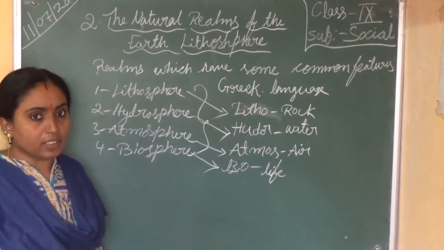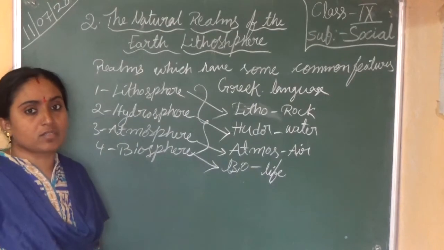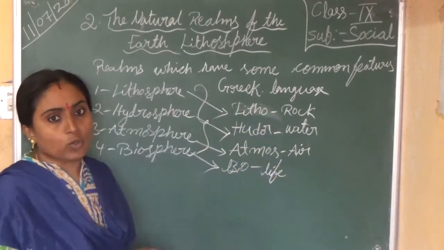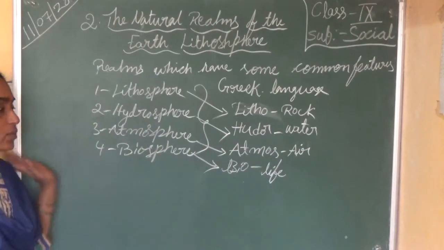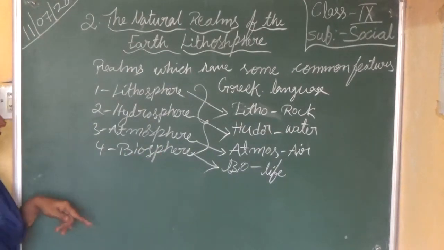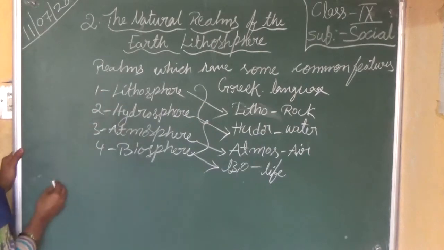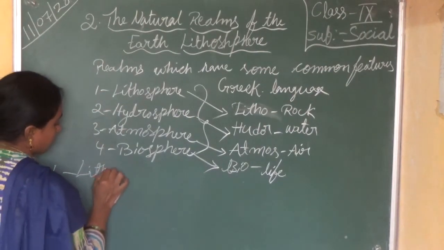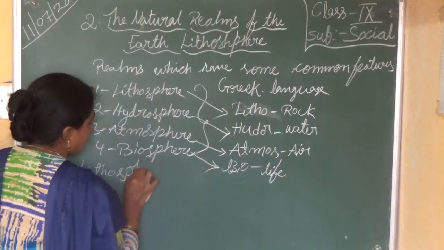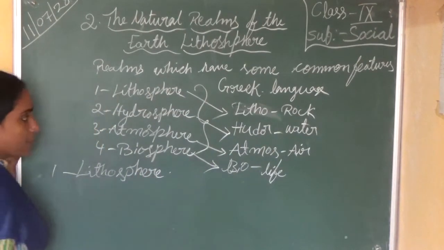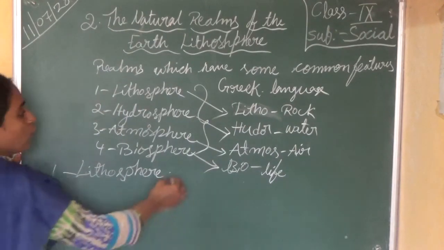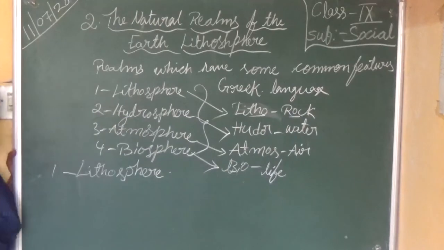All these four are very important in our life. How are they important? How do they interact with us? And how are they constantly developing for us? See, we observe one by one. First one, lithosphere. The word came from the Greek language, and litho means rocks. All of you open your textbooks, page number 14.